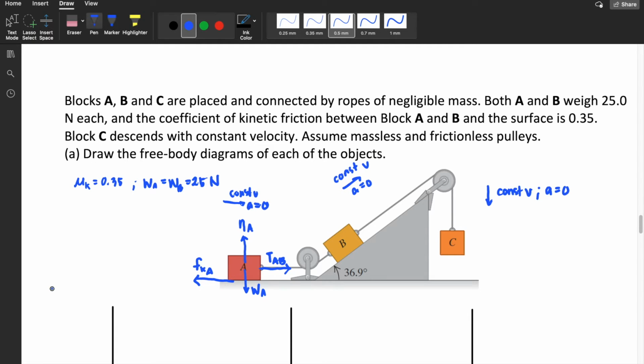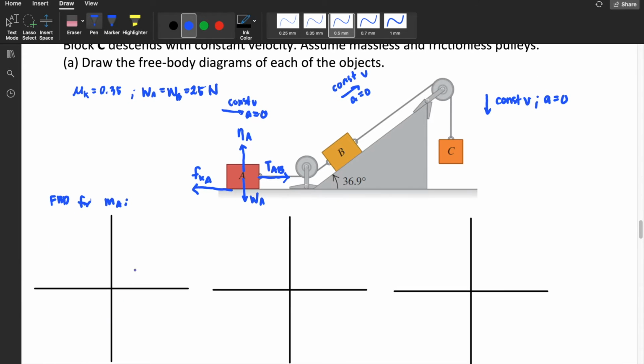Okay, so there are 4 forces on mass A. Here, we're going to label this FBD for mass A. You'll have positive Y and positive X axis. You'll have normal force NA upward. Downward is your WA. Next is your friction, FKA, kinetic friction. And the other one is your tension, TAB. Again, the acceleration for this case is equal to 0.